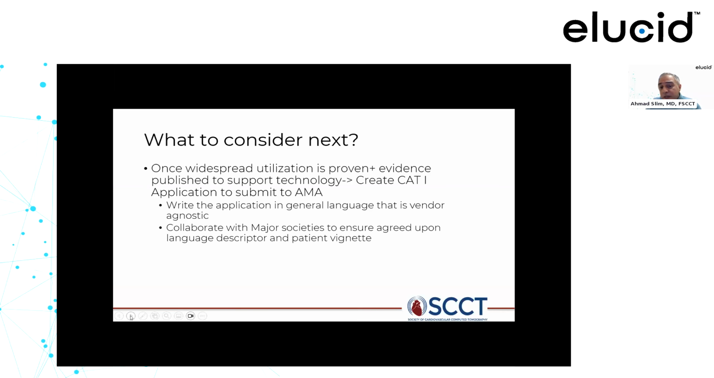We collaborate with other societies. We don't live in a vacuum. Our work affects ACR, ACC, and other societies. So anytime that we go for a Category 1, we collaborate with all of them and ensure consensus, because that will ensure that the Category 1 goes through smoothly during the meeting. We submit the application and discuss in open session with the AMA staff, and the payers are actually on the panel, so they will ask appropriate questions, and we need to be prepared to answer and support the application.